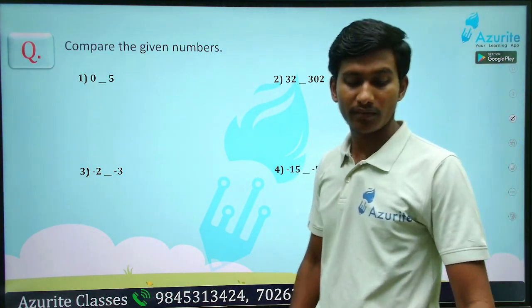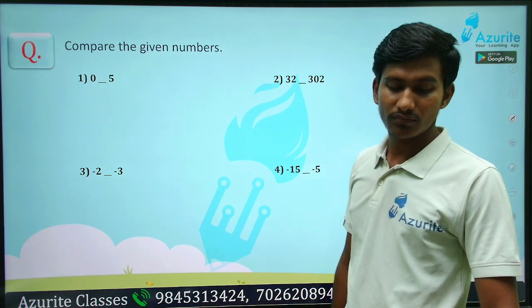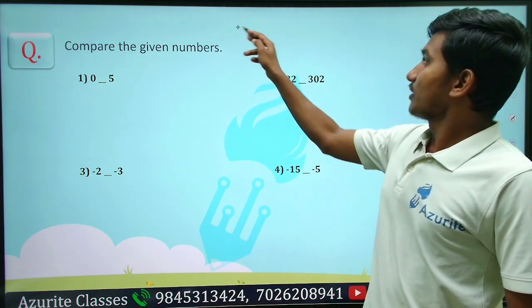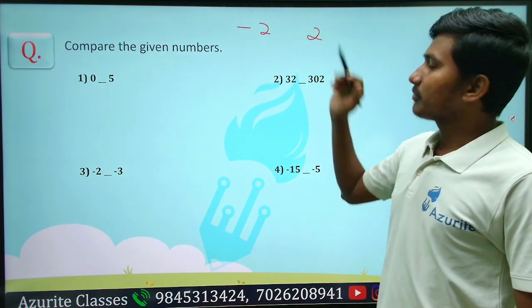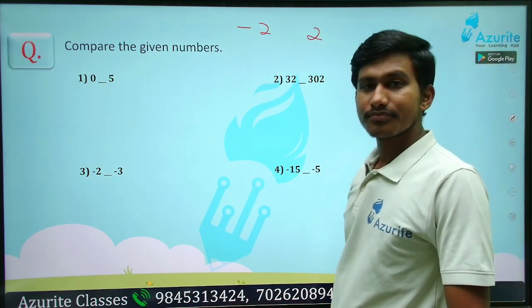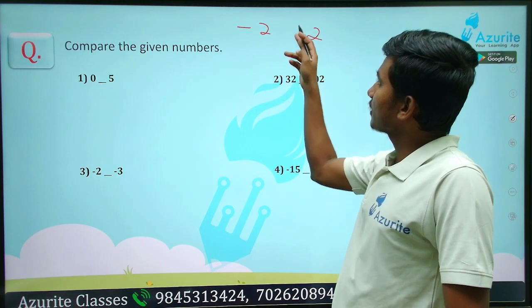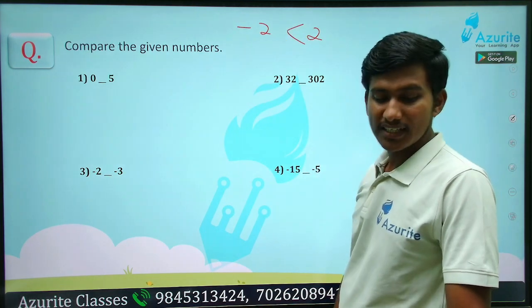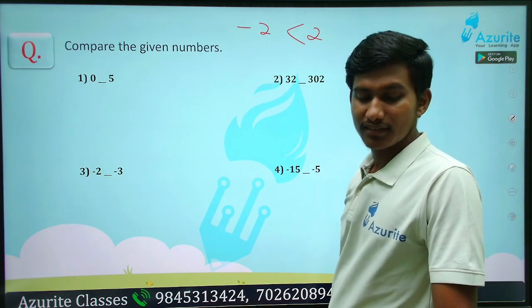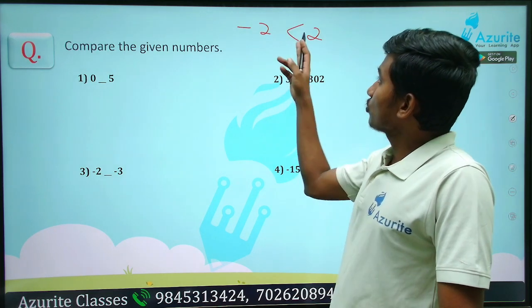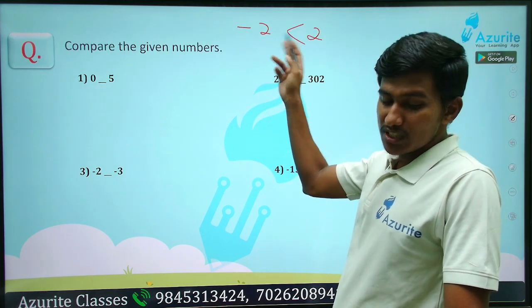Sir, if there is minus 2 and 2, which one is greater? Minus 2 and 2, tell me, which is bigger? Sir, is it 2? Yes, 2 is bigger, obviously. Understand? So 2 is bigger, so minus 2 is smaller.